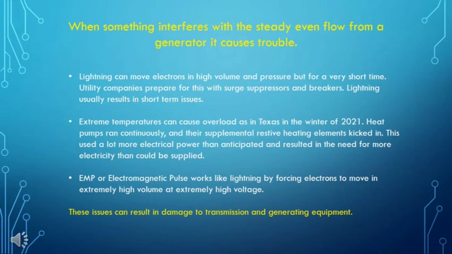Extreme temperatures can cause overload, as in Texas in the winter of 2021. Heat pumps ran continuously, and their supplemental resistive heating elements kicked in. This used a lot more electrical power than anticipated and resulted in the need for more electricity than could be supplied. EMP, or electromagnetic pulse, works like lightning by forcing electrons to move in extremely high volume at extremely high voltage. These issues can result in damage to transmission and generating equipment.